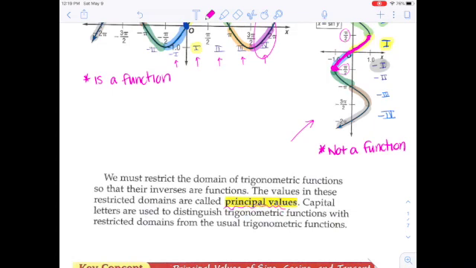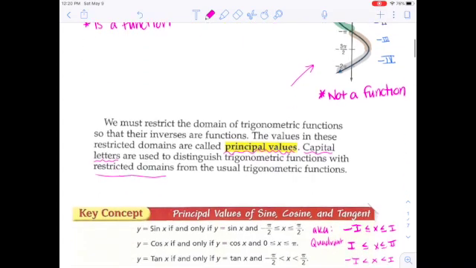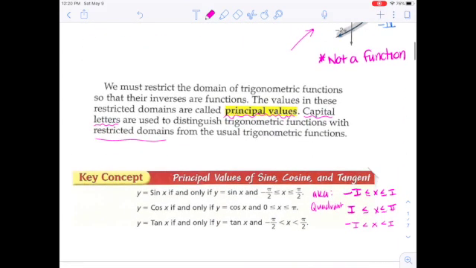So the values in these restricted domains are called the principal values. Capital letters, that's really important. When you see capital letters, we're talking about these principal values, used to distinguish trigonometric functions with restricted domains from the usual trigonometric functions. So here's a broad overview.